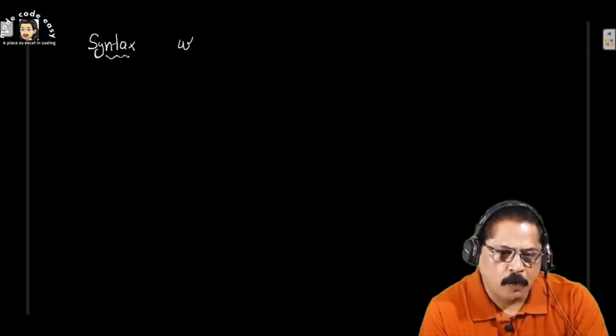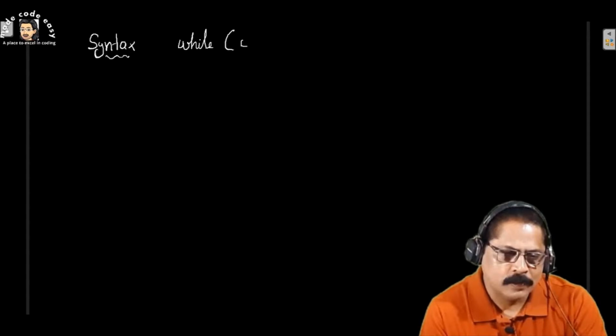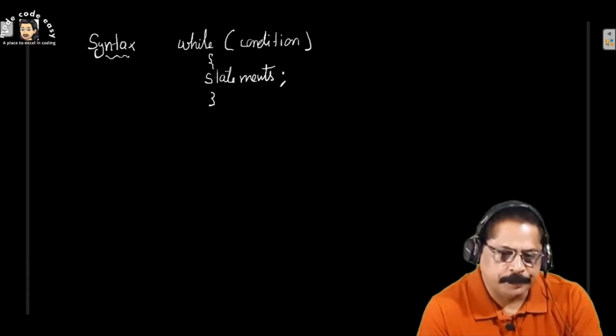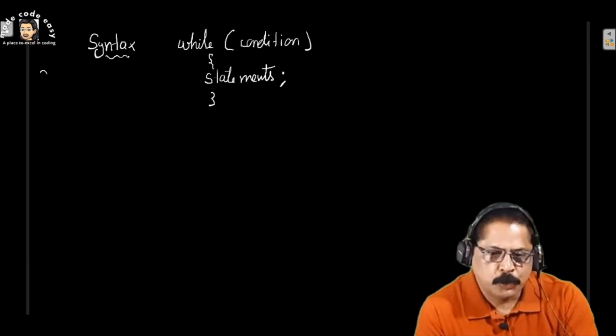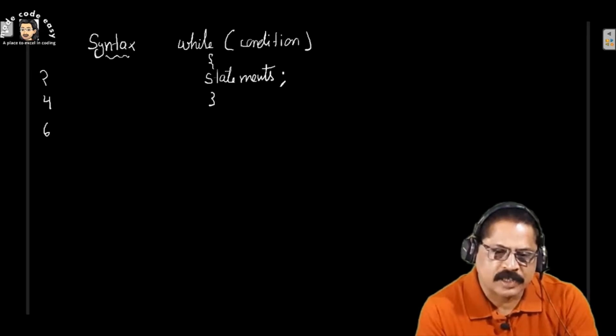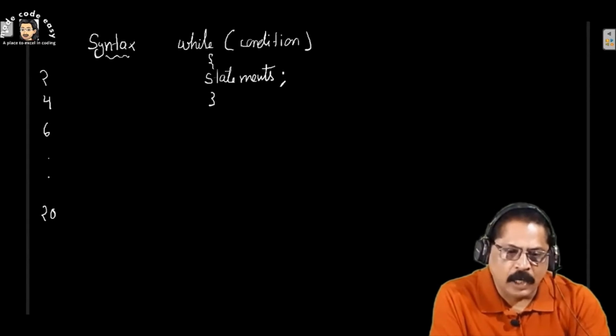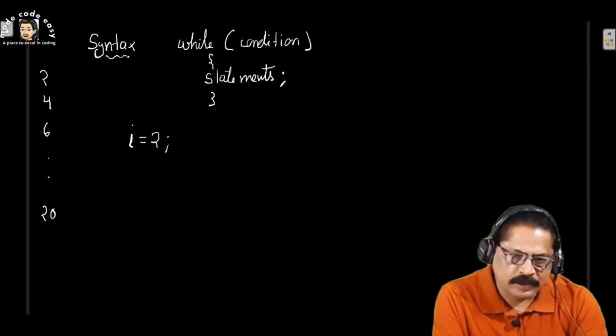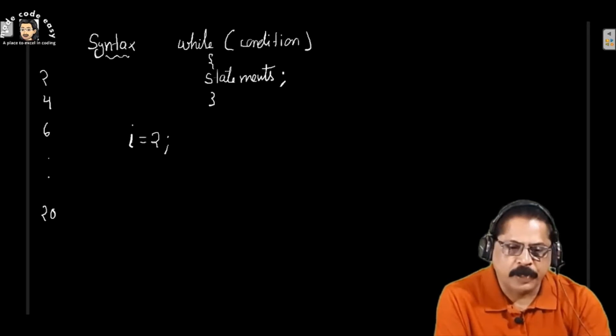We write here while, condition, curly bracket, statement. This is the syntax. Example: I want to print 2, 4, 6 up to 20. We write down here i equal to 2. This is the initialization part we have to give before while.